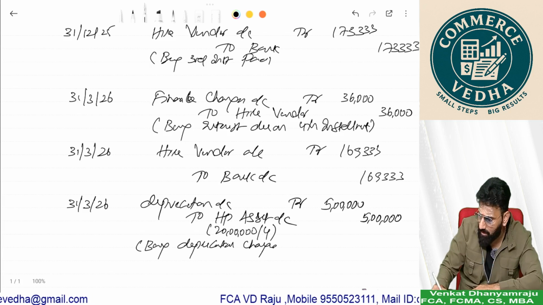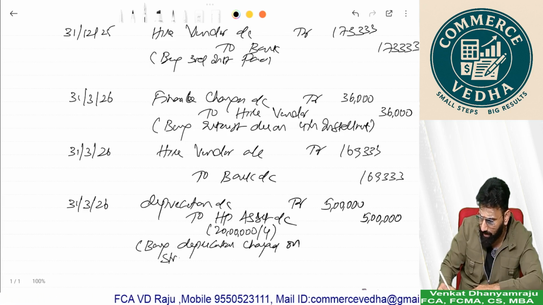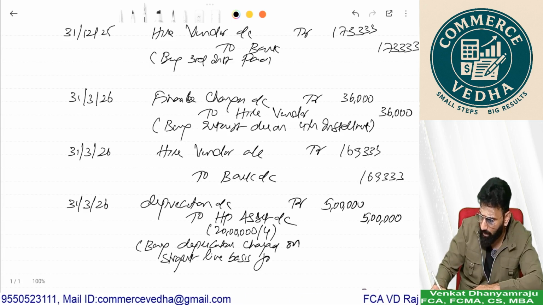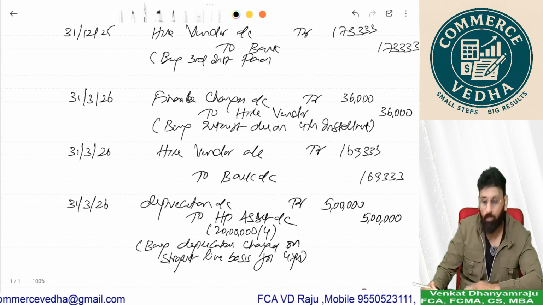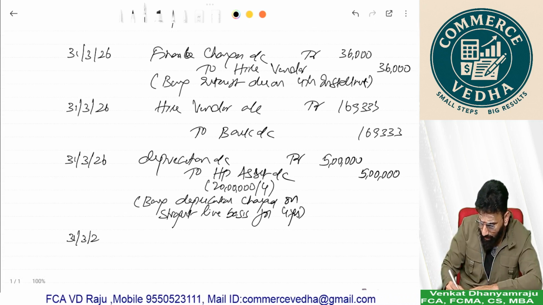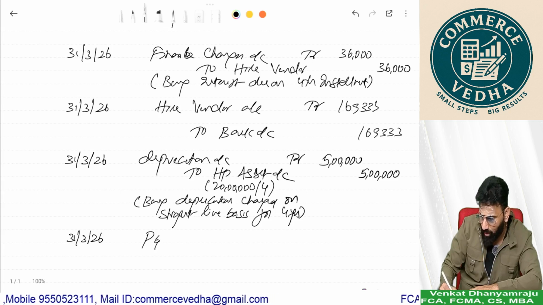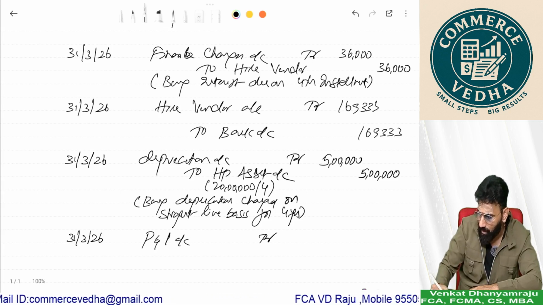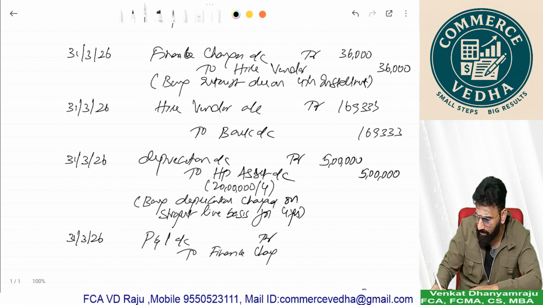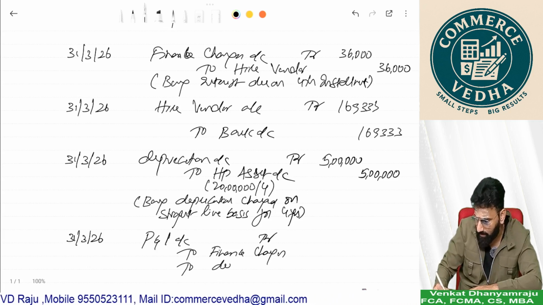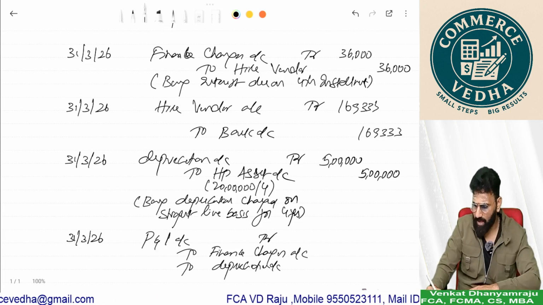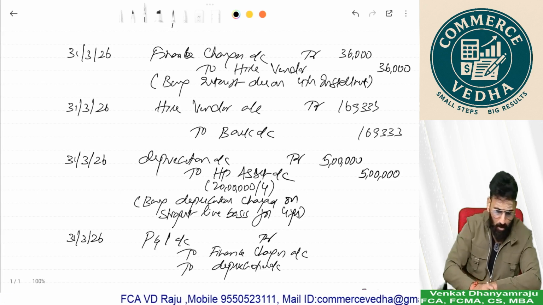being depreciation charged on straight line basis for 4 years. After that, same date, 31/3/26, you should transfer all the expense to P&L. The first expense is finance charges and the second expense is depreciation. The finance charge is how much?